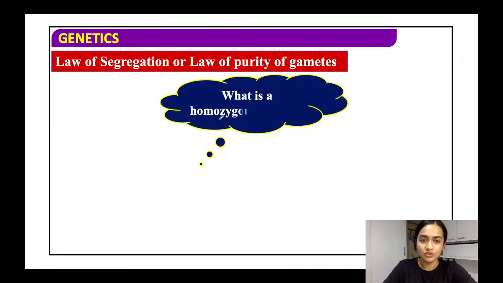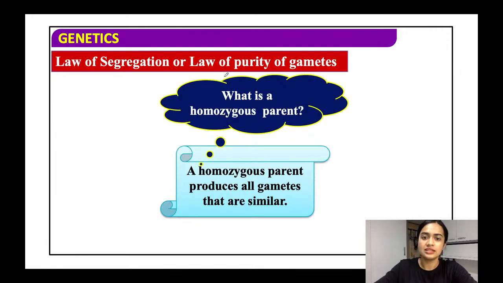Coming to the law of segregation, also called the law of purity of gametes. What is a homozygous parent? A homozygous parent produces all gametes that are similar. So a homozygous parent will produce similar gametes, and the heterozygous one will produce two different kinds of gametes.